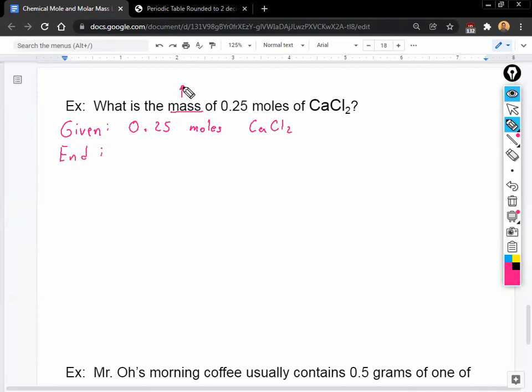And in this problem, it's asking us to find what is the mass. If you ever see mass in chemistry, you are looking for grams.